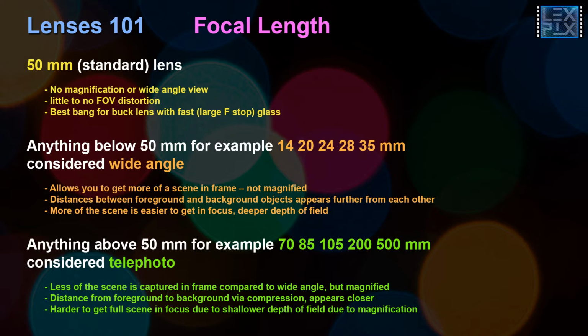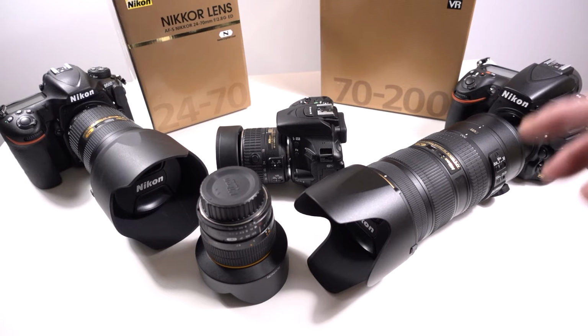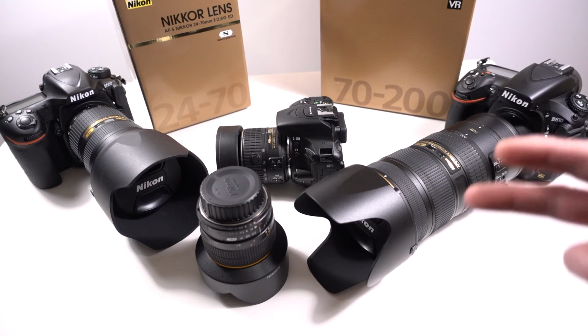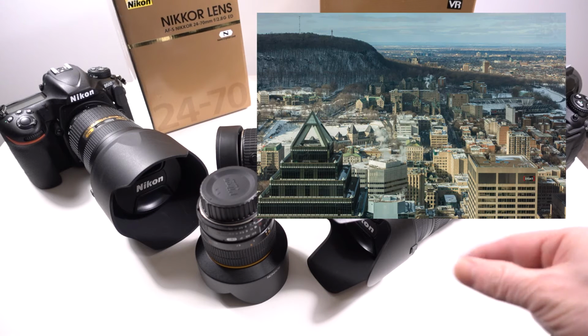Then anything above 50mm, for example 70, 85, 105, 200, or 500, is considered telephoto. So you have wide and telephoto. With a telephoto lens, less of the scene is captured in the frame compared to a wide angle, but it's magnified. The distance from foreground to background appears closer via compression. So if you have an object in the foreground, whatever's in the background will be pulled closer, and the distance will appear compressed.